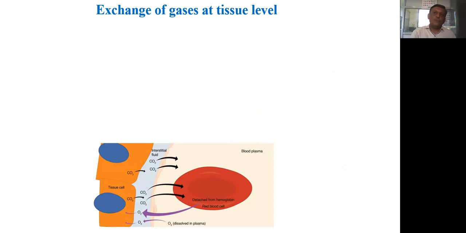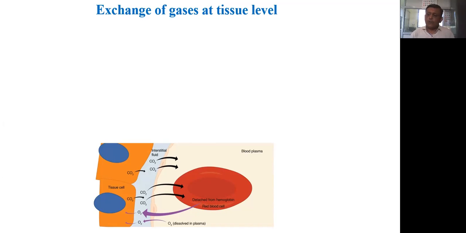When the blood from the pulmonary vein, that means the oxygenated blood, goes to the left auricle, from the left auricle it is pumped into the left ventricle. From the left ventricle, it is pumped into the systemic aorta, and from the systemic aorta, various branches carry this oxygenated blood to various parts of the tissue. This is how the circulation takes place.